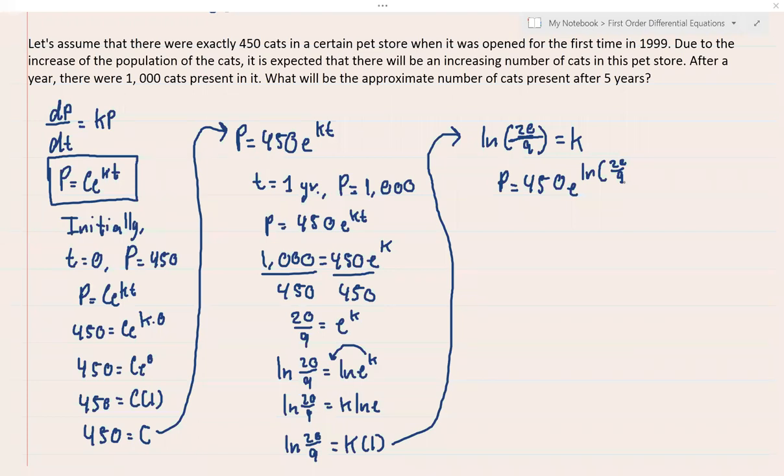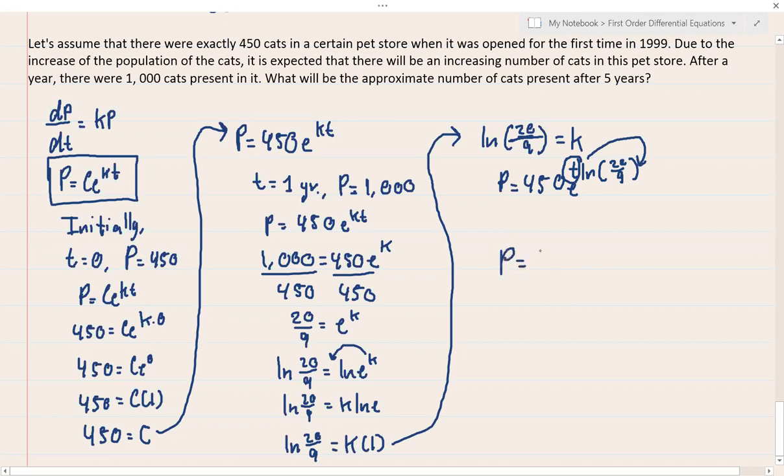Sorry po, may error lang ginawa. Anyways, so kapag minultiply ko si T at saka si ln of 20 all over 9, so magiging T times ln of 20 over 9. And since may coefficient si ln, which is si T, gawin natin yan sa exponent ng 20 all over 9. So magiging P is equal to 450 times e raised to ln of 20 all over 9, raised to T.